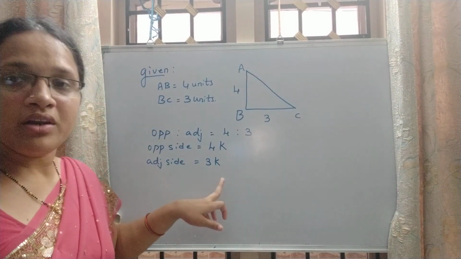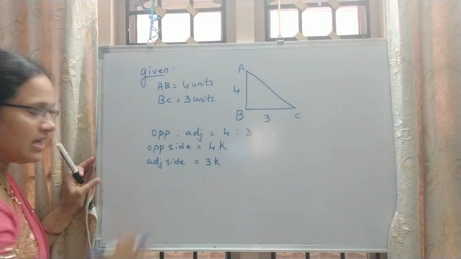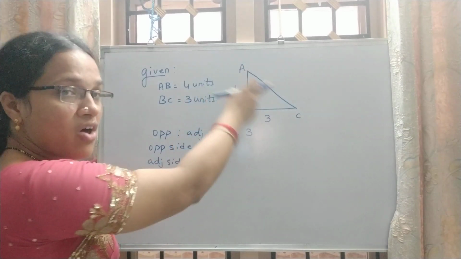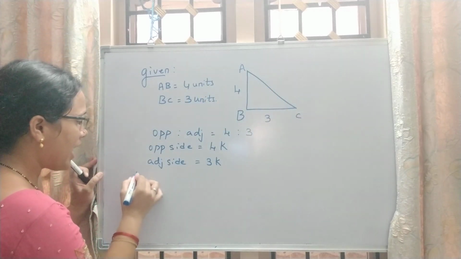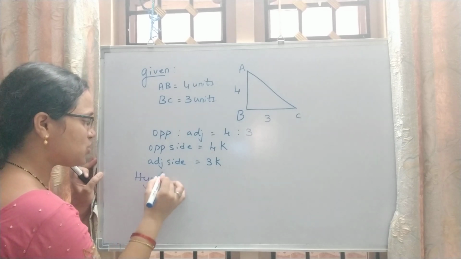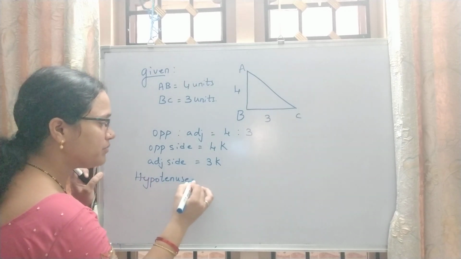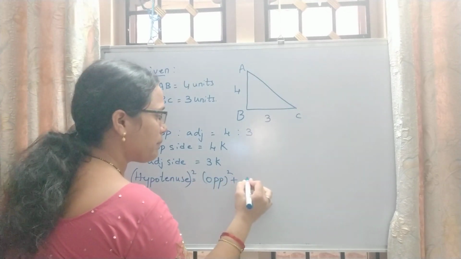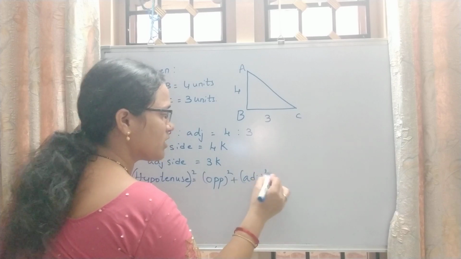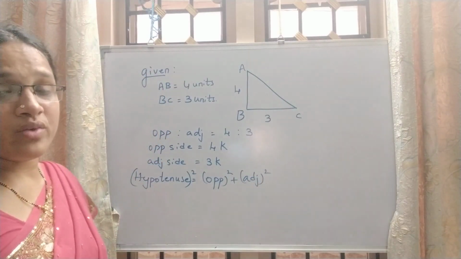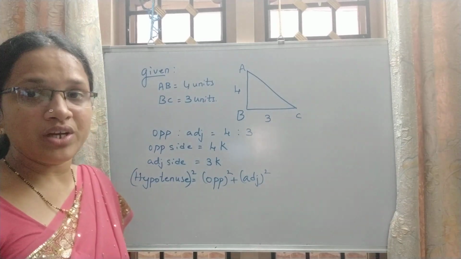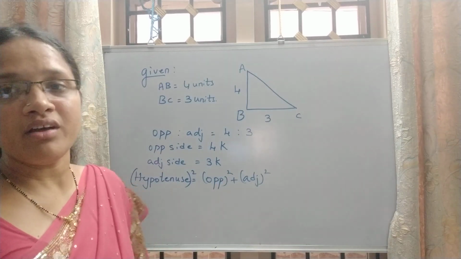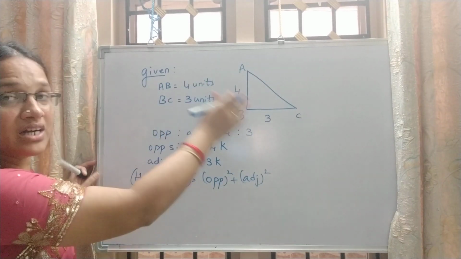So the common thing is k here, and after writing k, how do we find the hypotenuse, which is the longest side of a triangle? According to the Pythagoras theorem, hypotenuse square equals opposite square plus adjacent square. Do you know that? Yes, we discussed the Pythagoras theorem in the previous video. In detail we are going to learn here how to find the value of an unknown in a triangle.